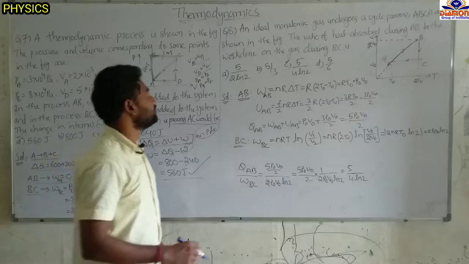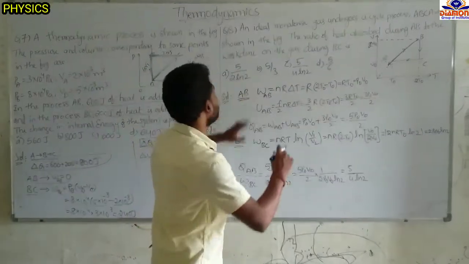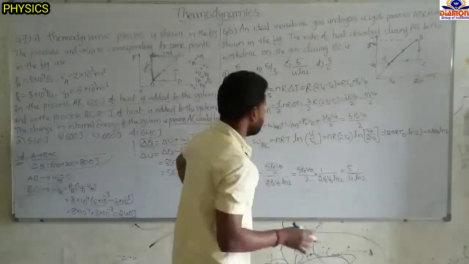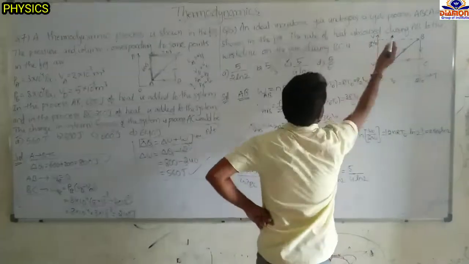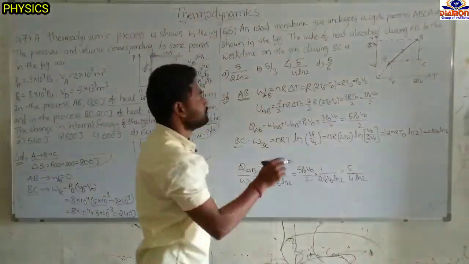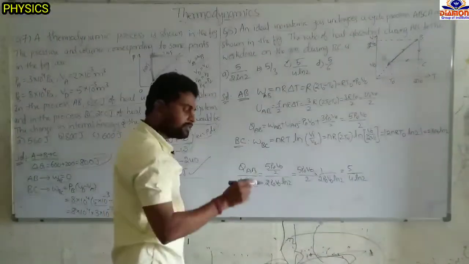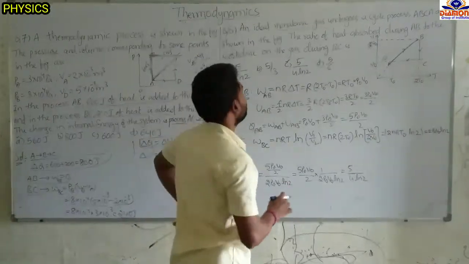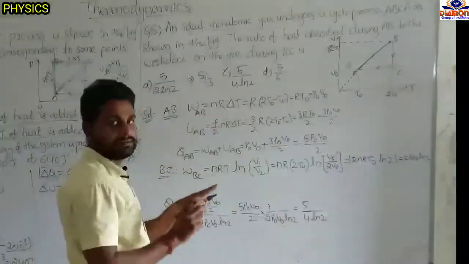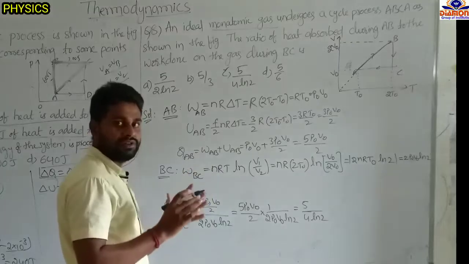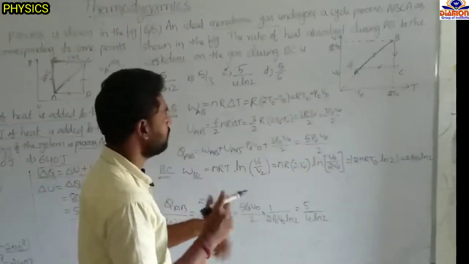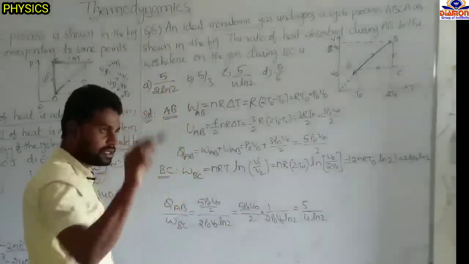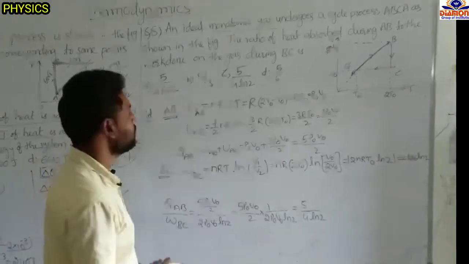Now let's see the 8th question. This is a very important question. An ideal monoatomic gas, remember, undergoes a cyclic process ABCA. Cyclic process means internal energy equals 0. If you consider one curve individually, then we have to find it individually. But if we consider the total cycle, the internal energy equals 0.